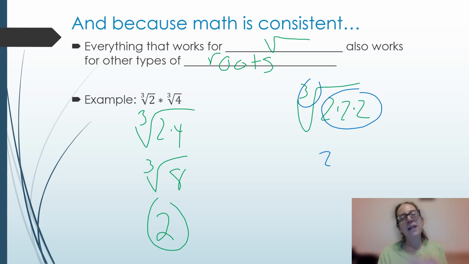So all of that still works. Every year up until this year, unless I change what I do, I've put a problem like this on the unit test and students get it wrong, and I actually don't know why. So everything that works for square roots works for cube roots. Don't forget one lesson in favor of another, okay?